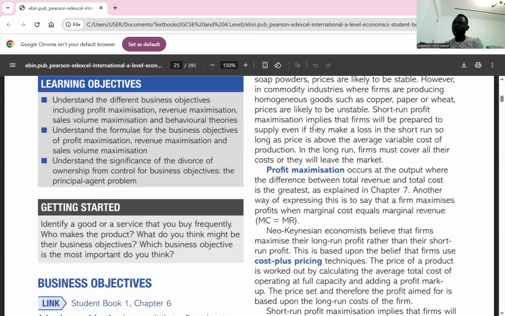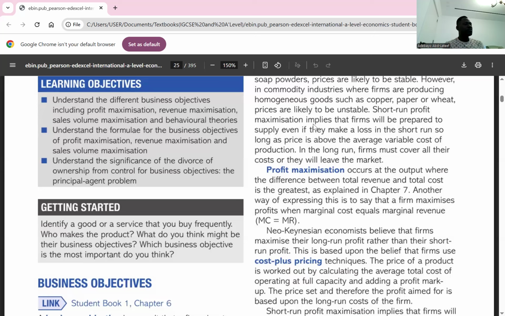So neoclassical economists assume that firms aim to maximize short-run profits. This is achieved where marginal cost equals marginal revenue in the short run. For neoclassical, I told you earlier, the aim is to maximize profits in the short run. So what do they do? They adjust price every now and then. They adjust price and output to suit the market conditions.